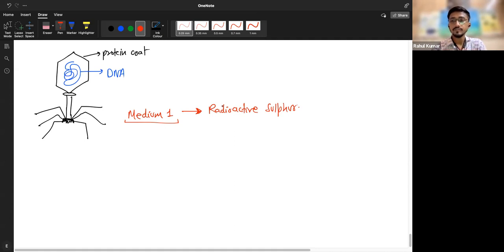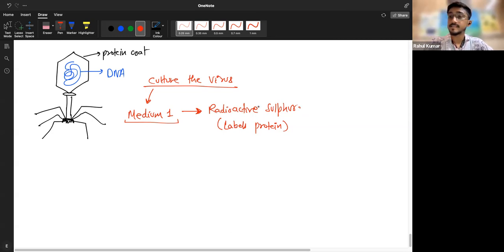Now they thought how to mark both of them separately. So they took advantage of these components: sulfur, and radioactive sulfur marks the protein. It labels protein. Why does it label protein? If you culture the virus in medium 1, which contains radioactive sulfur, protein contains sulfur, okay? Sulfur is not present in DNA.